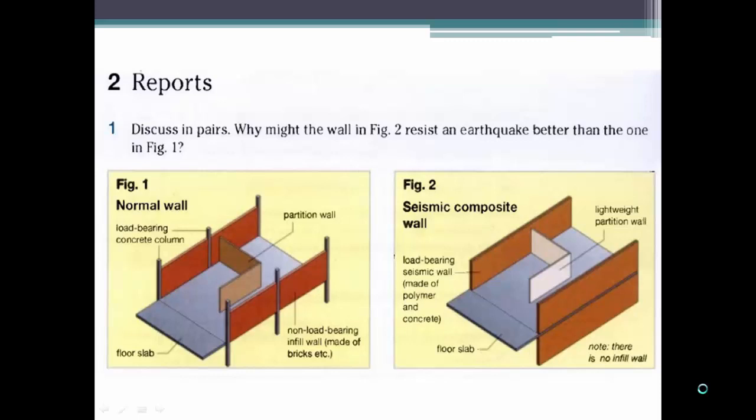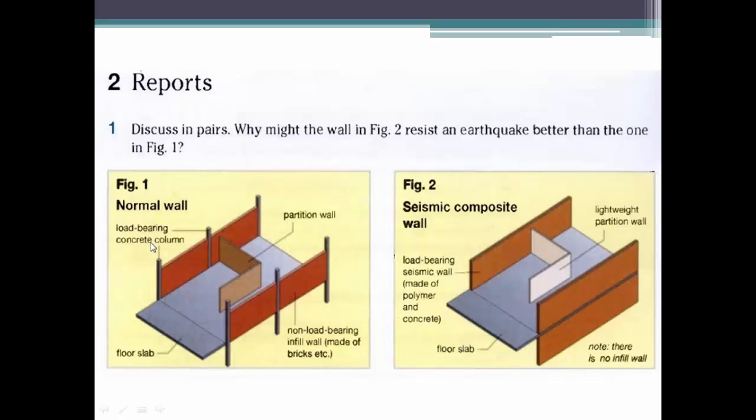First of all, we need to discuss these two figures. Why might the wall in figure 2 resist an earthquake better than the one in figure 1? We need to compare these two figures, figure 1 and figure 2. Normal wall and seismic composite wall. Why is this one more resistant to earthquake? Let's analyze every element of this figure.